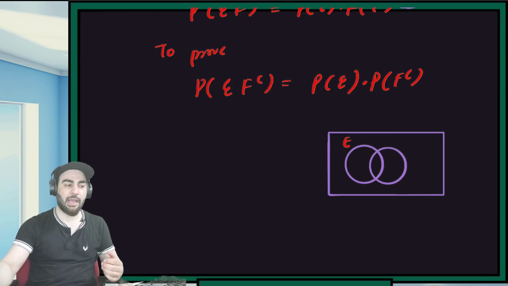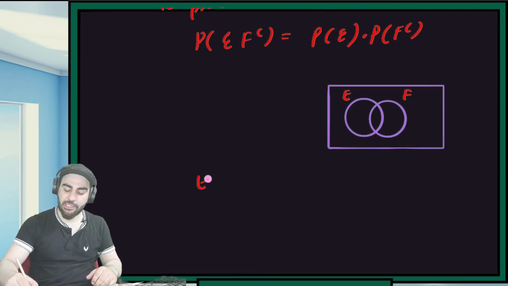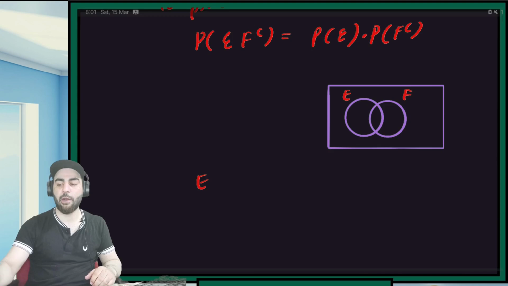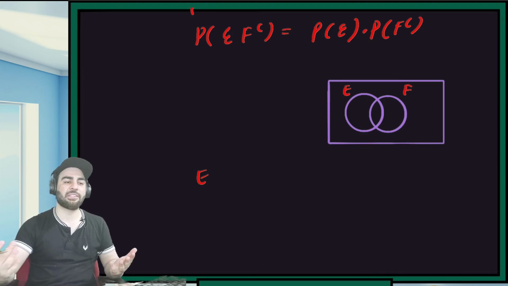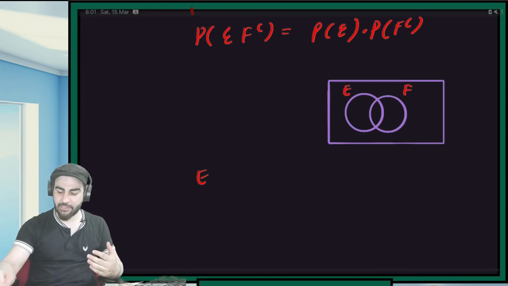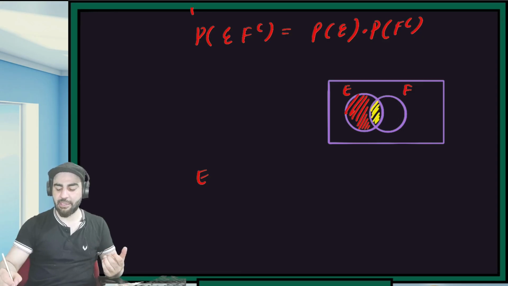So this is E and this is F. How can I represent this event E? I can represent it as two disjoint events. I can represent it with this part, that is only E, plus this, the intersection part with F. So I can write this E in this fashion.